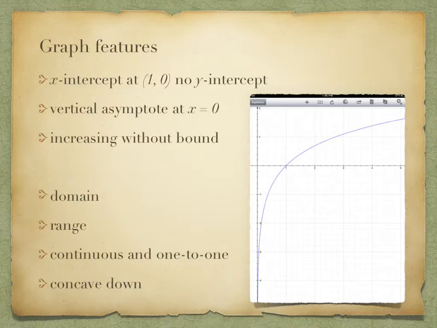It has an x-intercept, and if you can see it, it's right here. And this value is actually at the value of 1, so it actually crosses the x-axis at x equal to 1, y equals 0. There is no y-intercept. It will not cross the y-axis. And the reason it won't cross the y-axis is because there's a vertical asymptote there. So at x equals 0, it has a vertical asymptote. That's the y-axis.